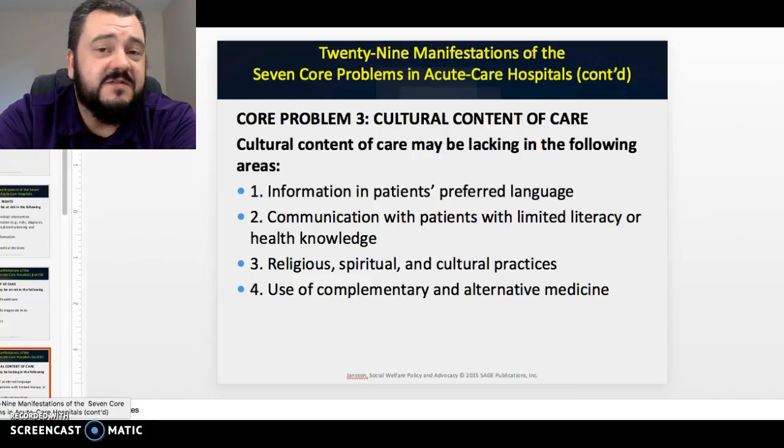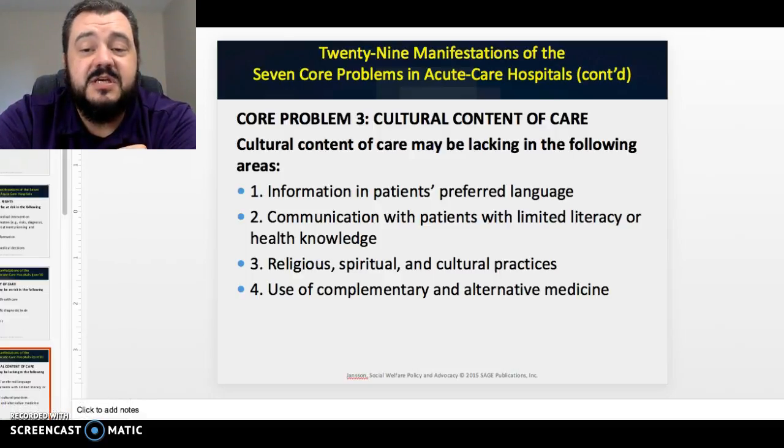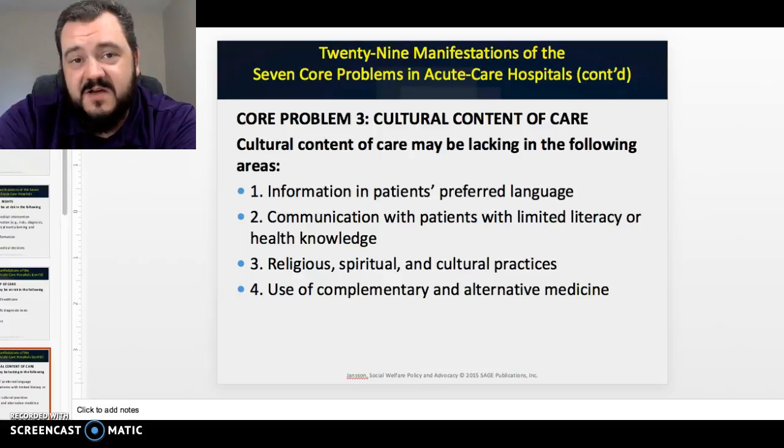Is information being given to clients in their preferred language? Is communication with patients limited, or is literacy limited? Or is there a deficiency in health knowledge? All of those things matter.